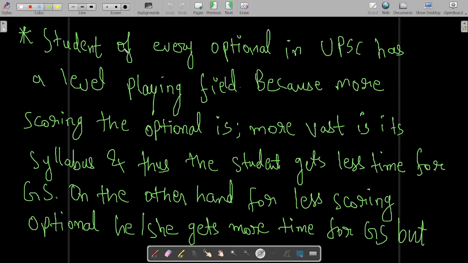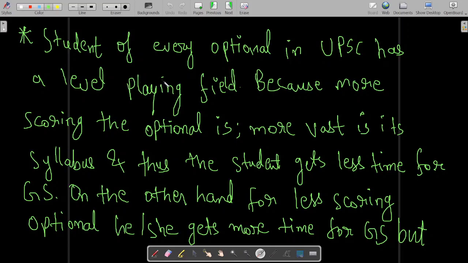Every optional student in UPSC has a level playing field, beta. There is absolutely nothing like, XYZ person had maths as an optional, so because of maths optional he will be able to qualify UPSC, but I have Hindi literature as optional, so how can I qualify UPSC? Students get such doubts in their mind, but it is not true actually. Students of every optional in UPSC have a level playing field.